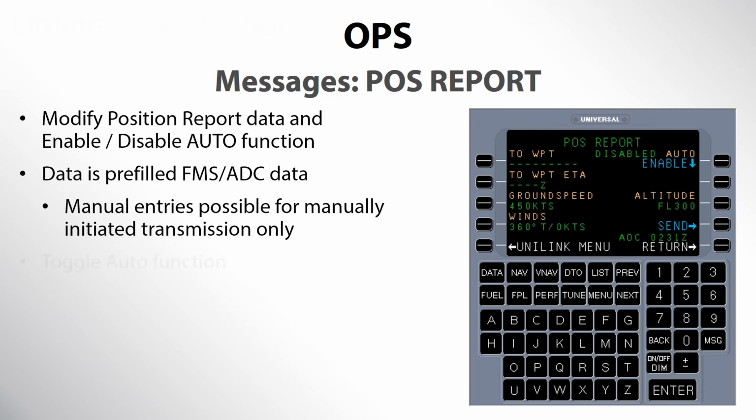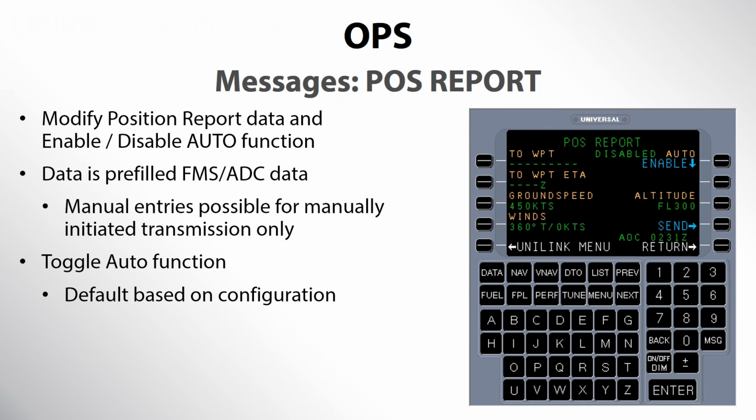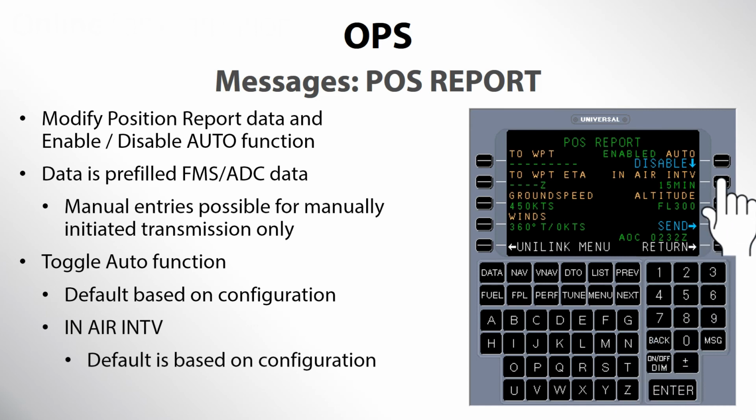You can also change the setting of the automatic report function. Press Auto to toggle the automatic report function to enabled or disabled. The default is based on the configuration setting for your aircraft. The current status is displayed to the left of Auto. If Auto is set to enabled, press In-Air Interval to set the report interval. The default is based on configuration setting for your aircraft. Press Enter. The In-Air Interval option is not present if Auto is set to disabled.